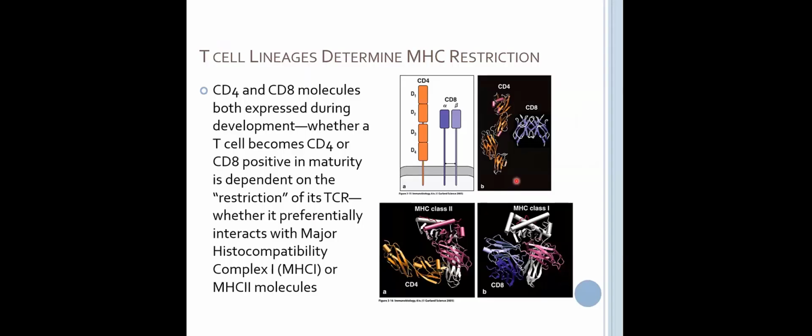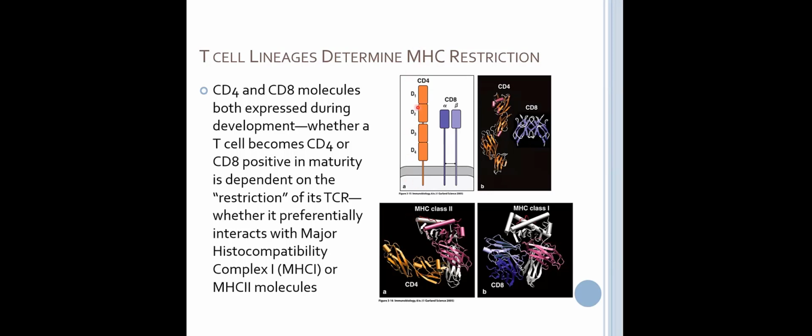And there are 2 big types of MHC molecules. There's MHC class 1, that's on every cell in your body. And there's MHC class 2, which is only on professional innate immune cells. MHC class 1 binds to CD8, and that's what makes a CD8 cell see every cell in your body and be able to kill every cell in your body that's infected with the virus.